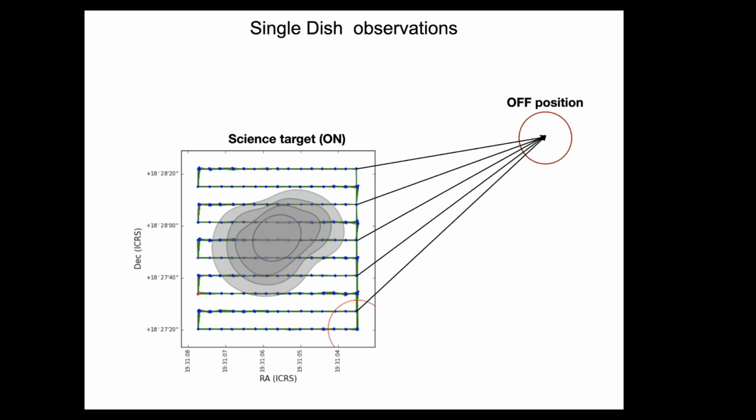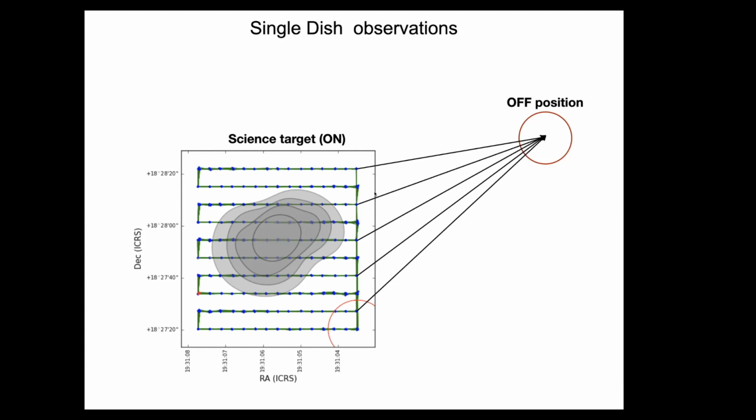And in the case of the single dish, there is this technique of observing in a raster mode, where basically one covers all the source by pointing the telescopes in different locations. But once in a while, at some point of this grid, one has to go to this off position and so on. So it's like you observe the target, and then you go to the off position and so on. So there are many fundamental differences in the way that the data is obtained.